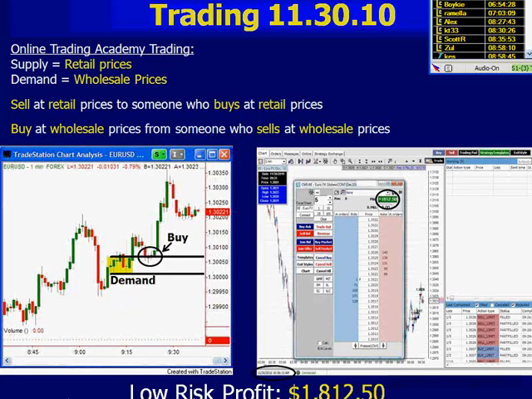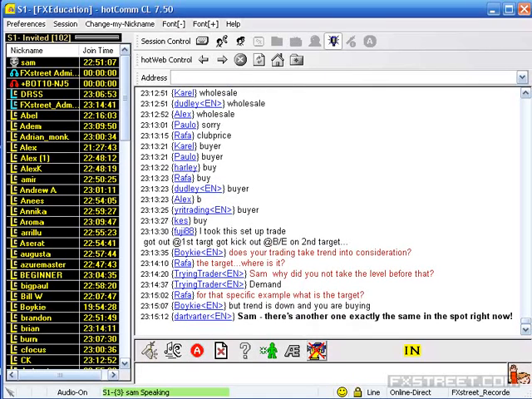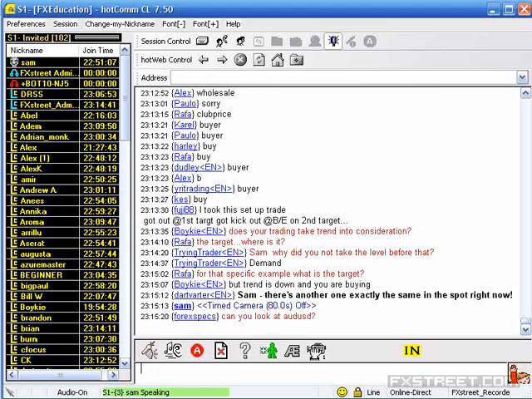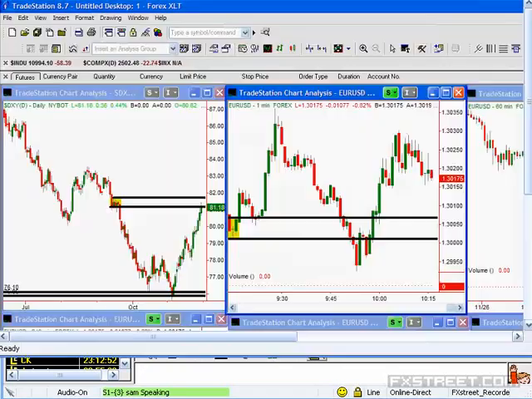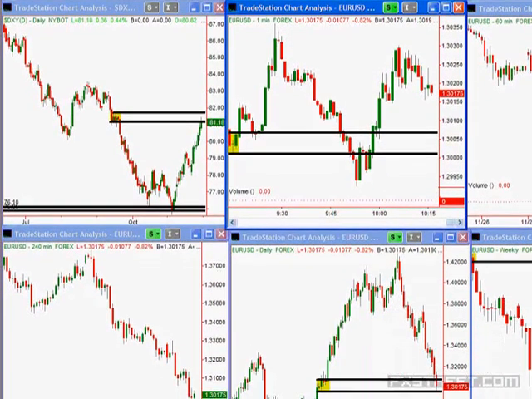Let's move on. Any questions on that? It's just the same picture that we worked on last week. So let's go into the live market here. Hopefully this is helpful. I want to show you a real application of what we're doing here. Let's take a look. Everybody should be able to see the live chart of the euro.